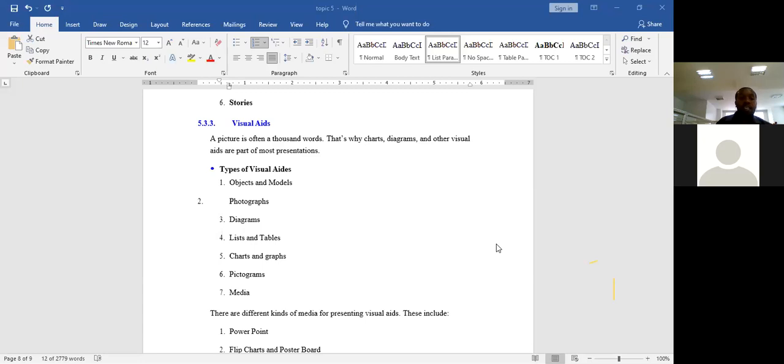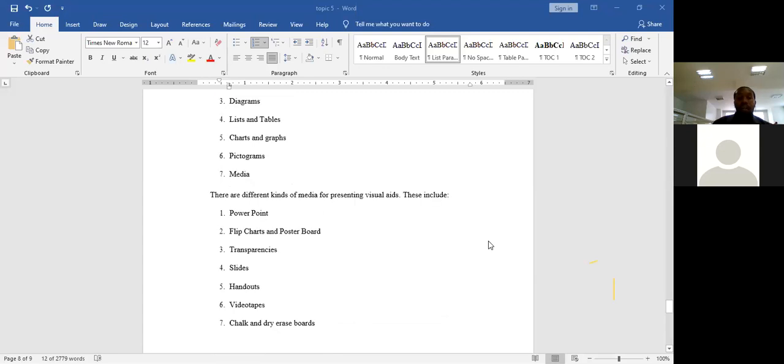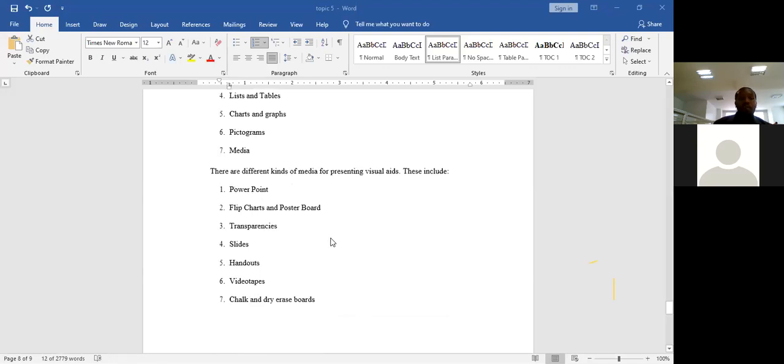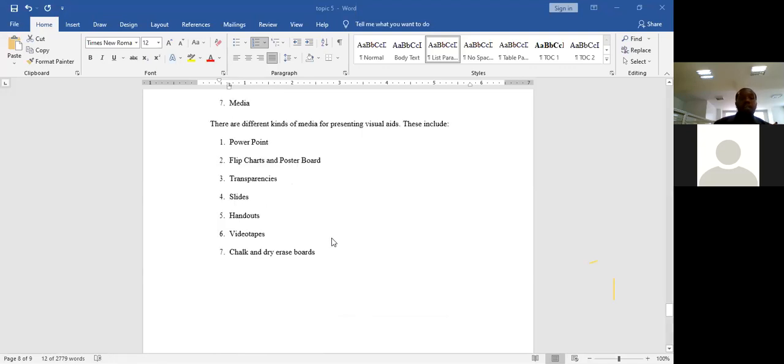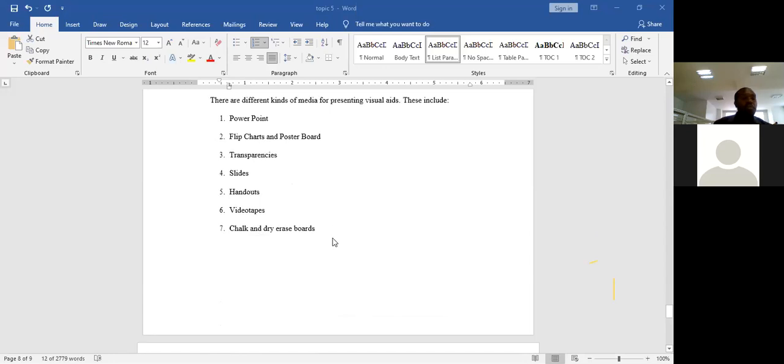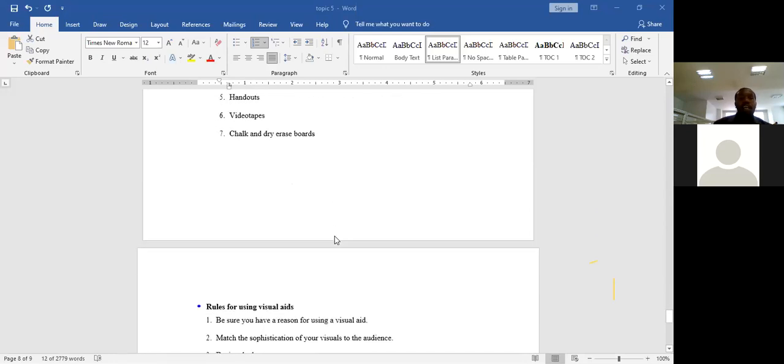We need charts and graphs. We also need pictograms and media. And therefore, we also have what we call different media for presenting visual aids. You can present using PowerPoint. You can present using flip charts and posters, slides, handouts, videotapes, chalk and dry erase boards.